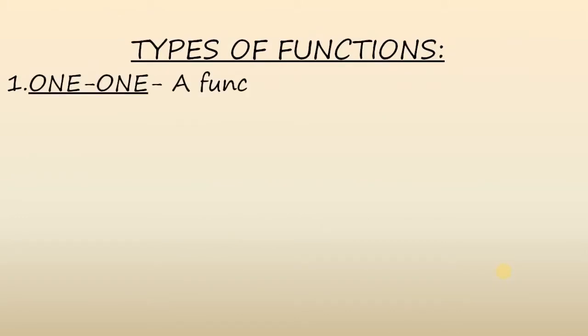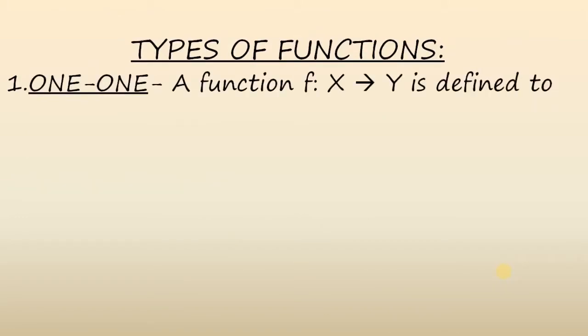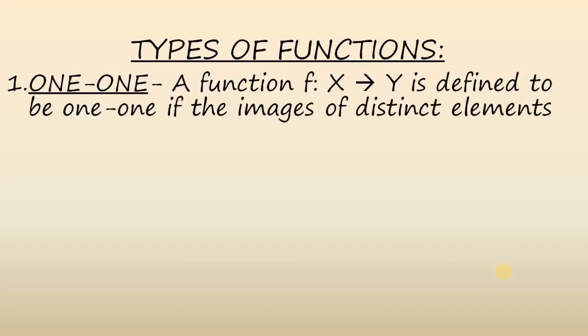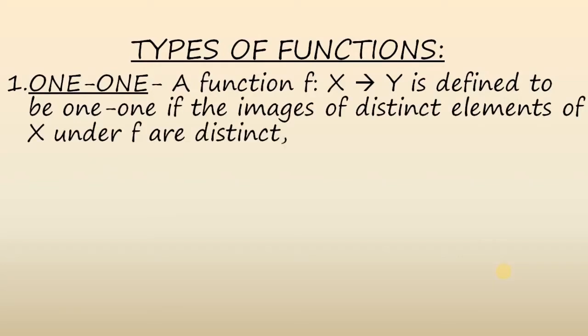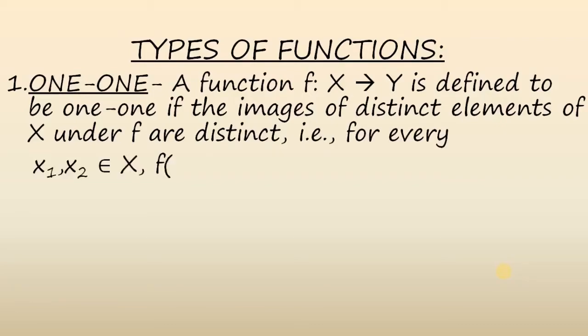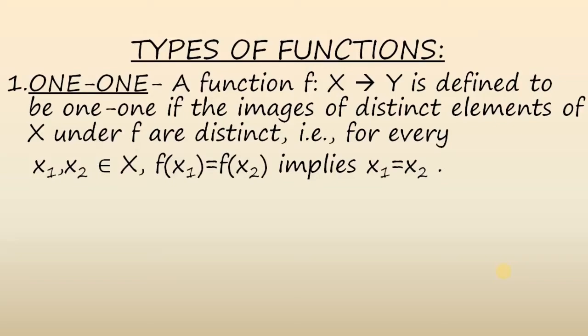So there are types of functions. There are lots of types of functions, but here in your syllabus there are only two. Let's see what they are. The first one is called one-one. A function f from x to y is defined to be one-one if the images of distinct elements of x under f are distinct. Don't get confused, and the formula in the next line is used to solve the problems.